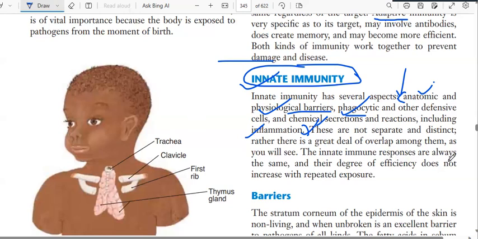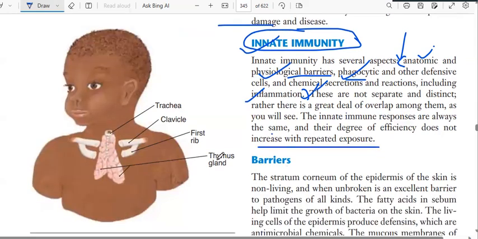The innate immunity responses are always the same, and the degree of efficiency does not increase with repeated exposure. So I told you that if the same infection comes in the future, the approach is the same because they don't have knowledge about the infection. If the same infection comes, it doesn't know how to start up and end up. It will start with the same formula every time. So basically we have barriers. Let's start with barriers.